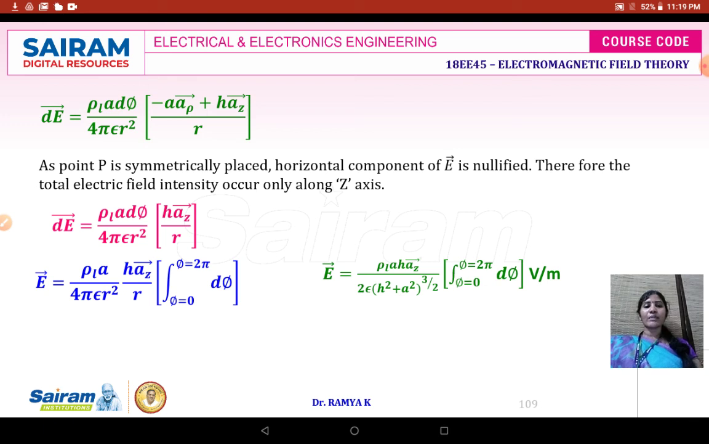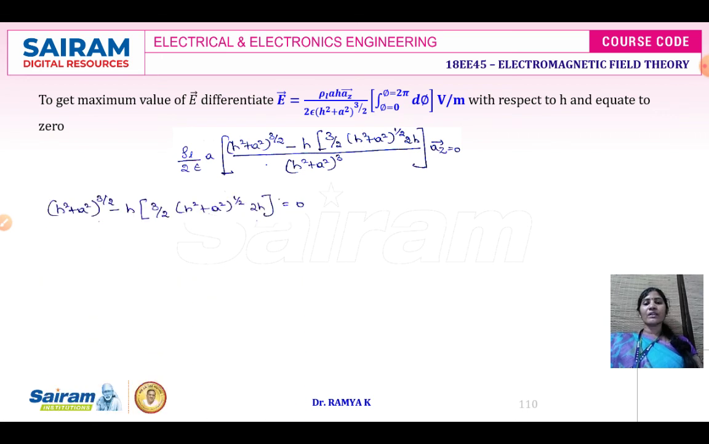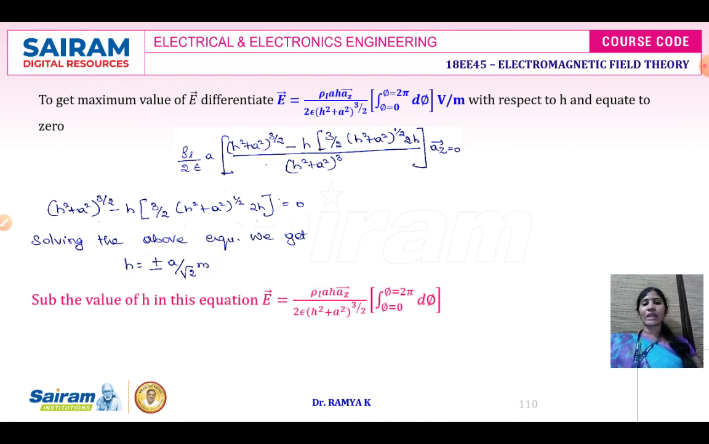You will get the maximum electric field intensity when you differentiate this equation with respect to h and equate it to 0. Why? Because at point h you need to identify the value of electric field intensity. So we have to differentiate this particular equation with respect to h and equate it to 0. When we do so, we will get the value of h as plus or minus a divided by root 2. So at this particular point, your electric field intensity will be maximum.